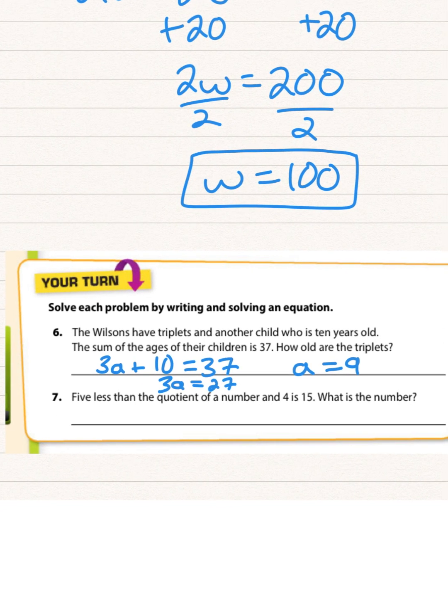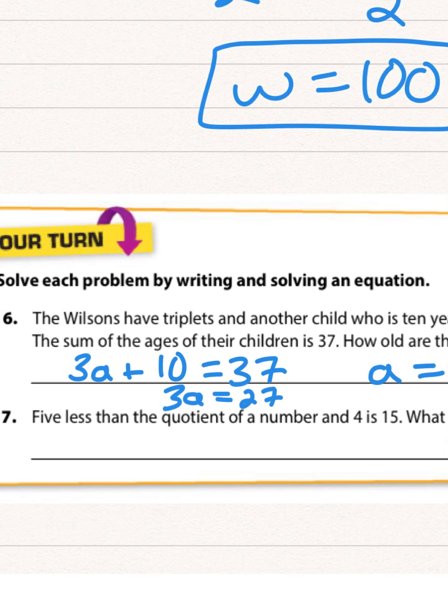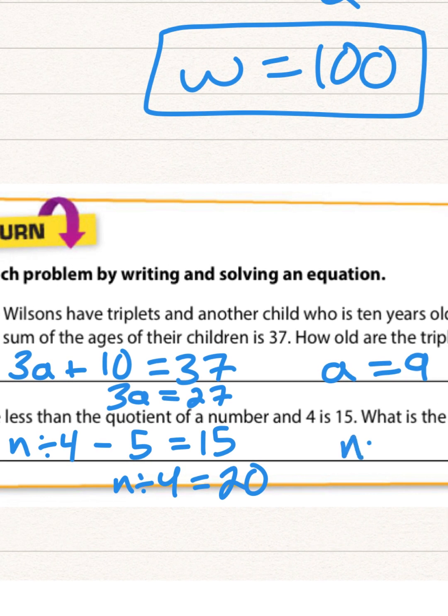All right, and this last one says 5 less than the quotient of a number and 4 is 15. So we got a number divided by 4, and then 5 less, so minus 5 is 15. What is the number? First, we would add 5 to get n divided by 4 is 20. Then we would multiply by 4, so that number was 80.